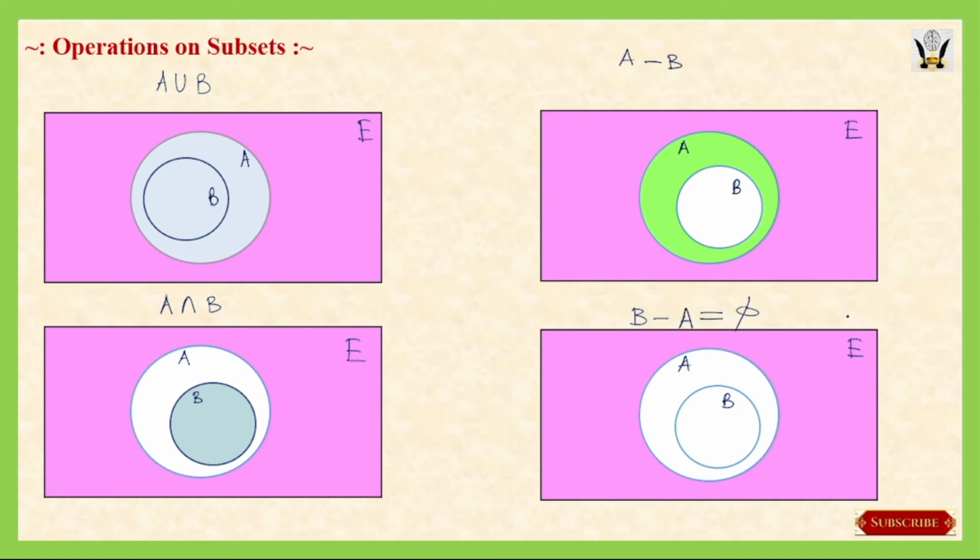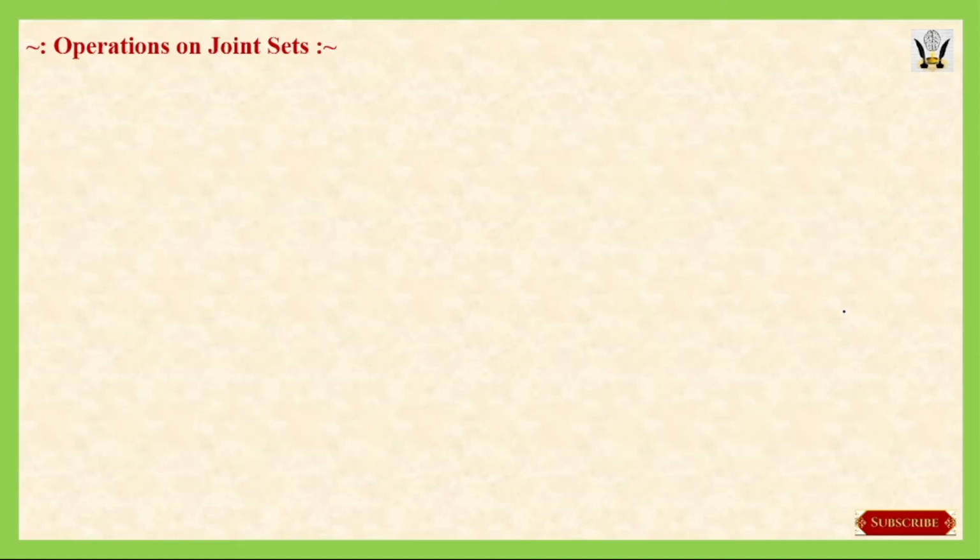Next we will perform some operations on joint sets. We have already performed operations on disjoint sets. So for joint sets also, we have already seen the union, intersection and difference operations.